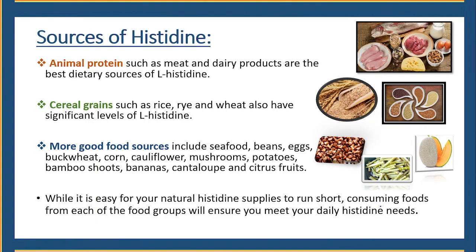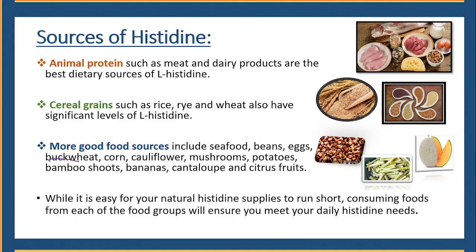We talk about how histidine is an essential amino acid that we get through our diet. The sources of histidine are animal proteins such as meat and dairy products, which are the main good sources of histidine. Next, lighter sources are rice, rye, wheat, cereal grains, and more sources are seafood and buckwheat.